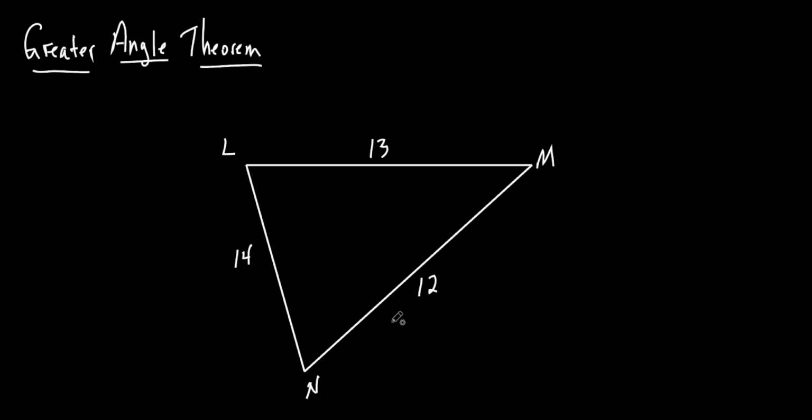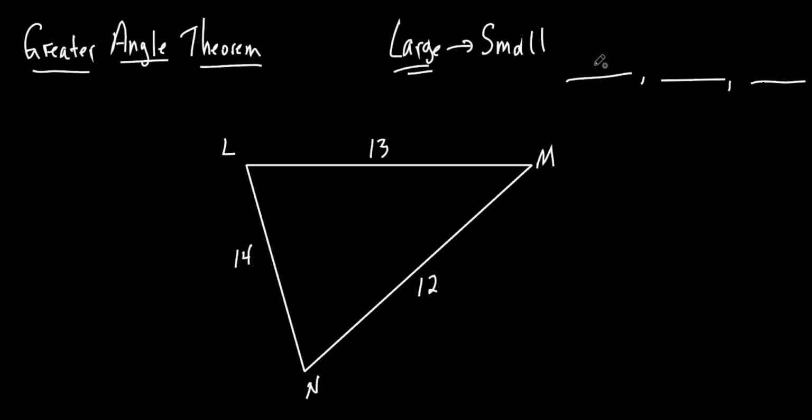So let's take a look. This may not be drawn perfectly to scale, but that's okay. All right, let's just use our theorem. What I'm going to ask you to do is put the angles in order from the largest to the smallest. All right, so I'm going to give you 3 blanks. Okay, so what's going to be in the biggest blank? The largest angle. Which one's going to be in the last one? The smallest one. And the middle one's going to be in the middle.